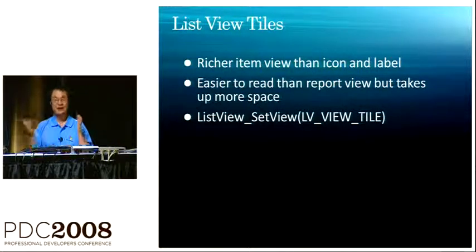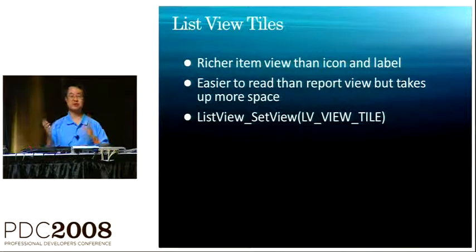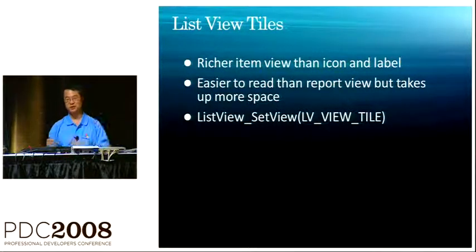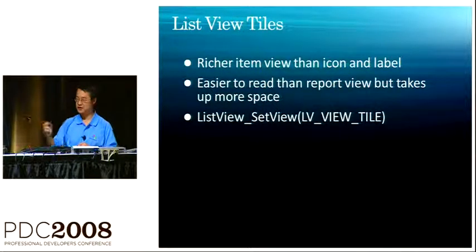We ran out of style bits. We were so lucky, the original list view had 4 styles, which fits in exactly 2 bits. Well, now we have a 5th style. So we ran out of bits. So there's a new macro you use, list view set view. You pass it a view ID. In this case, you can pass in view tile.